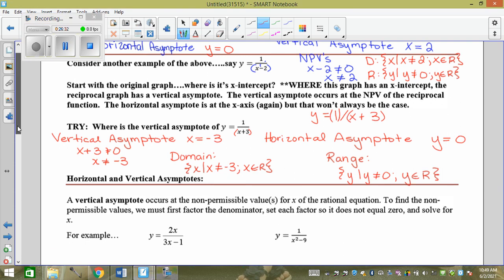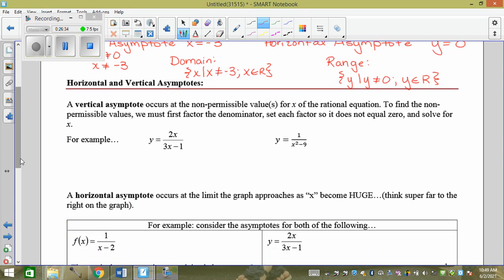I want you guys to try this one out. I want you to give me the non-permissible values. Once you get the non-permissible values, you will have the vertical asymptotes, right? And then give me the horizontal asymptote, which in both cases could be different. So type it in and try and help yourself out.